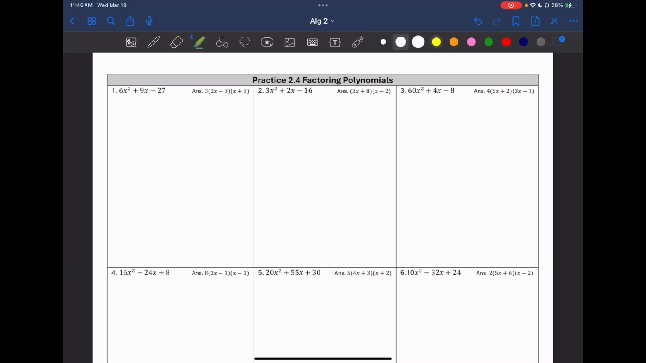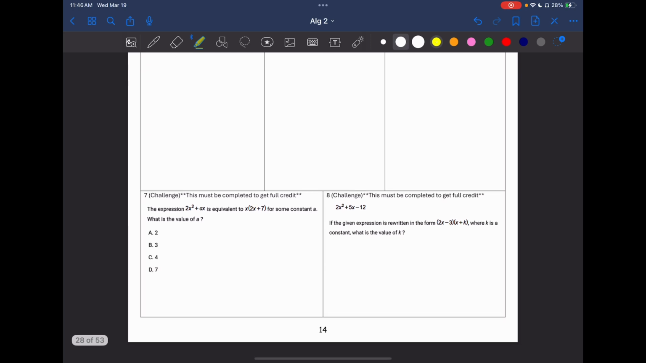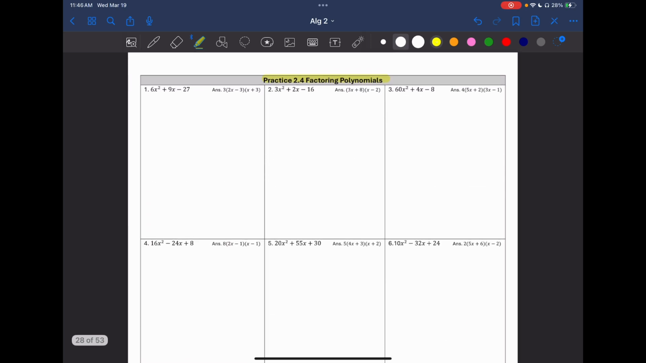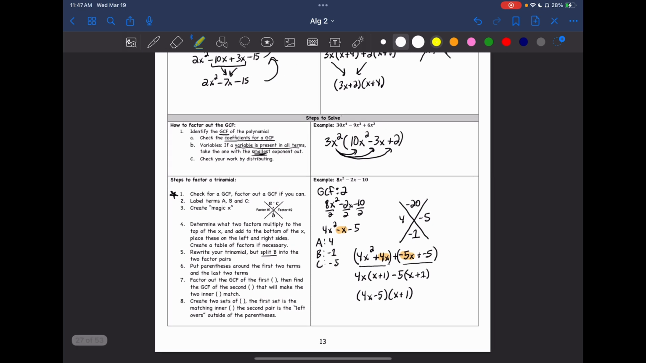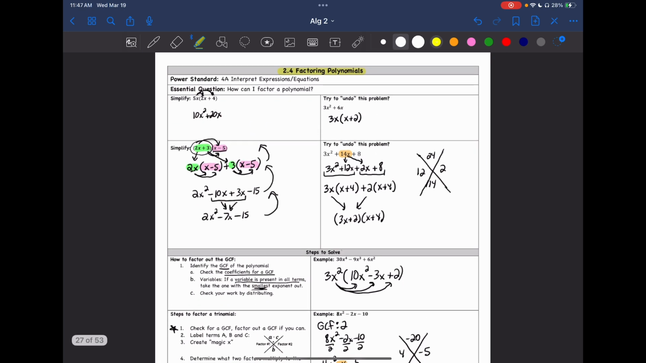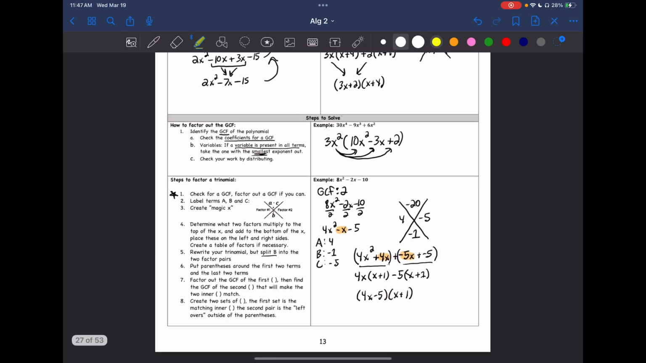I'm going to be going through the practice for 2.4, factoring polynomials. This is page 8 in the Algebra 2 packet and page 14 in the honors packet. I'm going to be referencing back to the previous page, page 13 or 7, which is the notes on this topic. So if you haven't watched the video or if you haven't taken the notes on this topic yet, I highly recommend that you do that because we're going to be referencing these notes pretty consistently as we go through this practice.